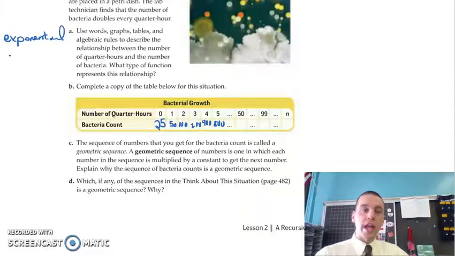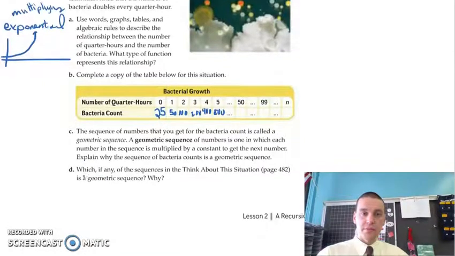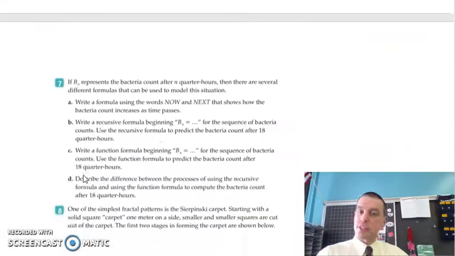Okay? And what that looks like is we start out slow and we increase rapidly by the end. And in this case, we're multiplying. And so that's geometric, is when we multiply. Hopefully that helps you guys out.